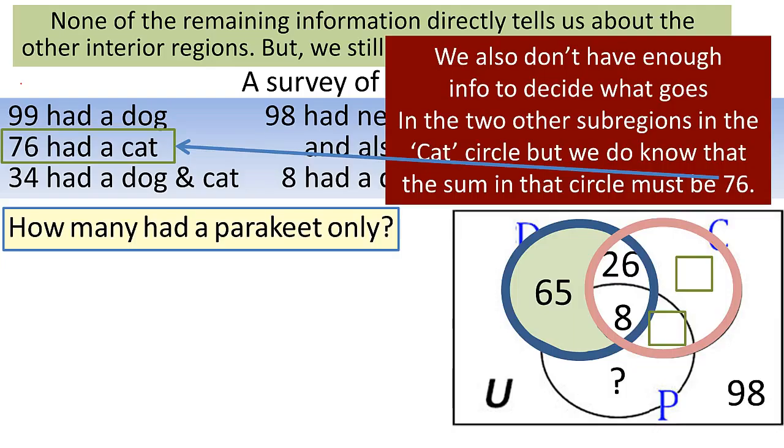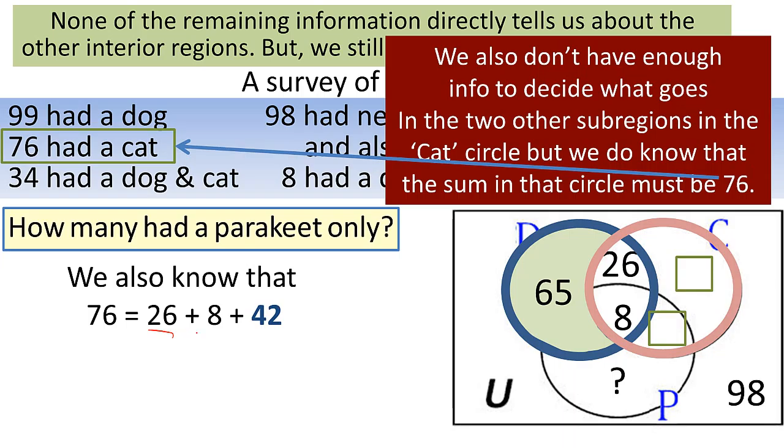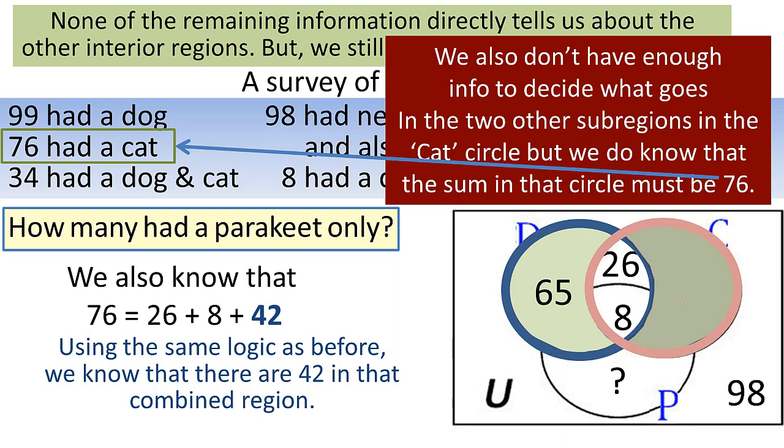But once you see that one, I bet you can figure out what you need to do on the next one. The next to last piece of information I haven't used is that 76 had a cat. So now I'm looking at the cat circle, and I'm in exactly the same situation. I don't know exactly what number goes here or here. I simply do not have enough information. They didn't tell me. But I do know that if I add 26 and 8 and 42, I get 76. Well, there's the 26 and there's the 8. Now, I don't know what these 2 numbers are individually, but I do know in that region, combining those 2, I have to have 42. And if you add up 42, 26, and 8, you'll get your 76 cats.